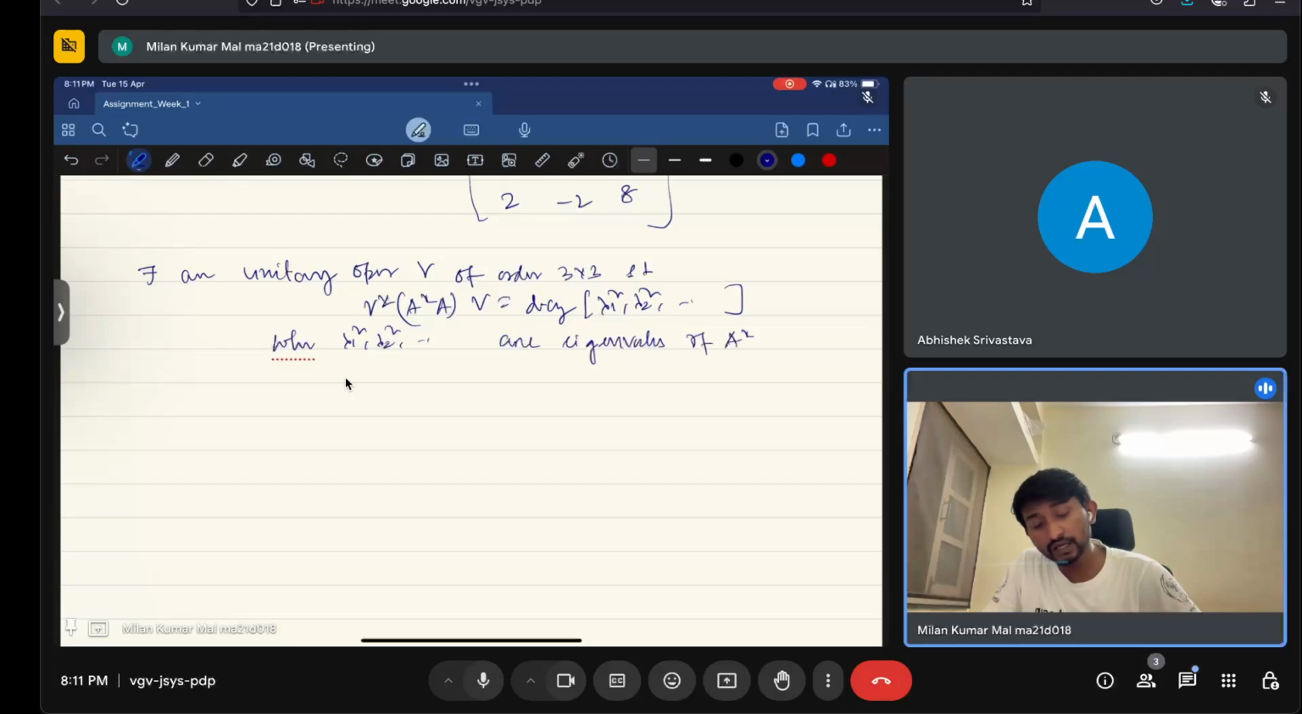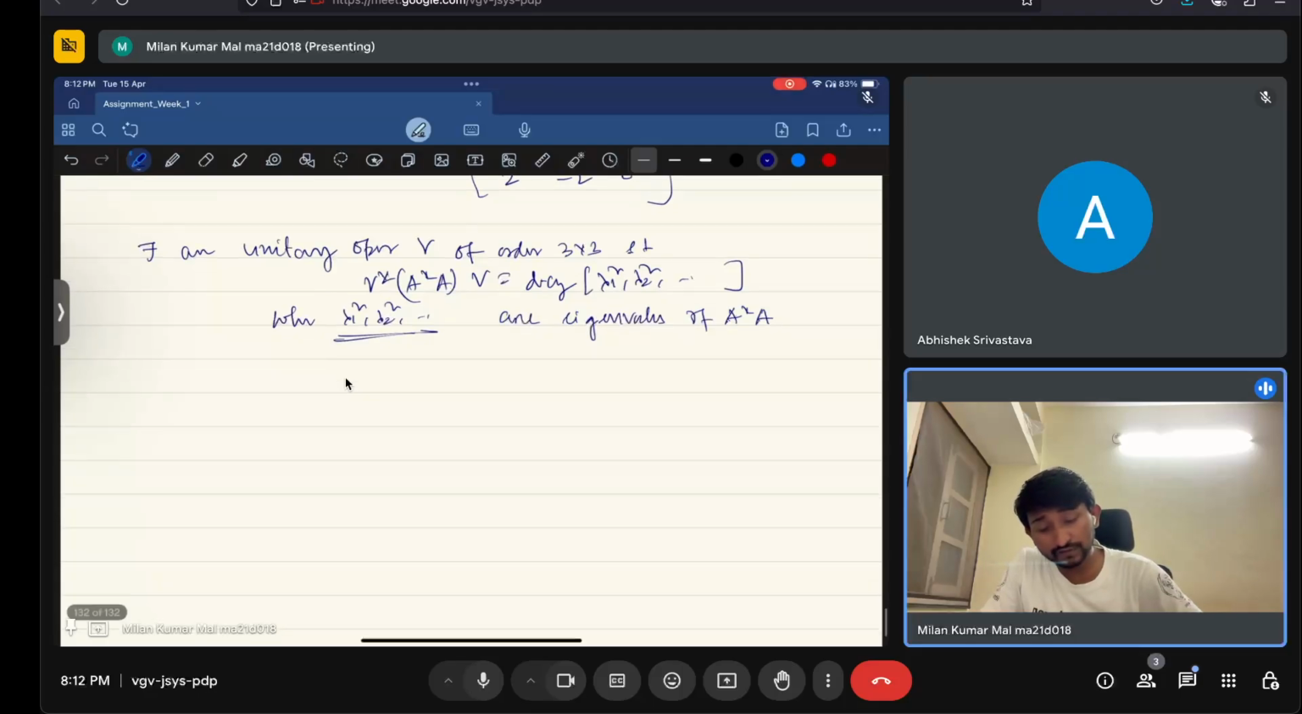Note that we write the eigenvalues of A star A as lambda 1 squared, lambda 2 squared, because A star A is positive and self-adjoint. Therefore all the eigenvalues of A star A will be positive real numbers, something like lambda squared for some lambda. So let's find the eigenvalues of A star A.